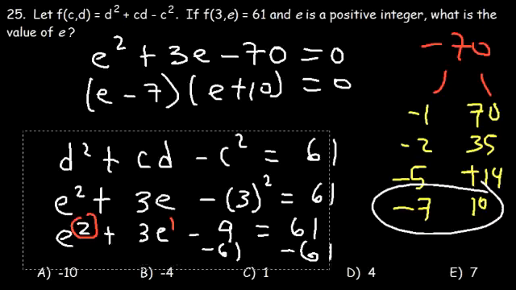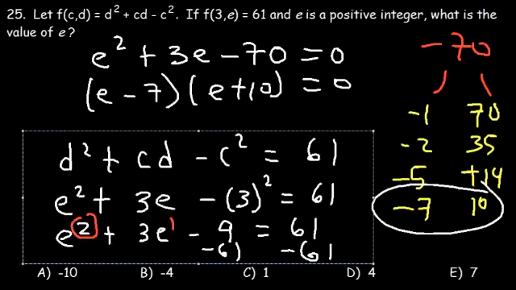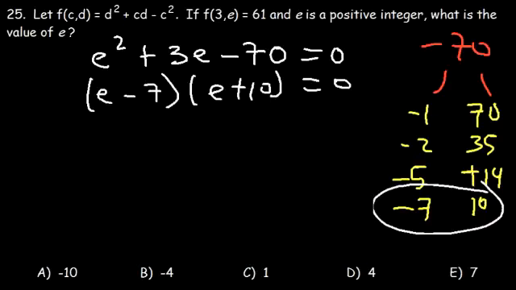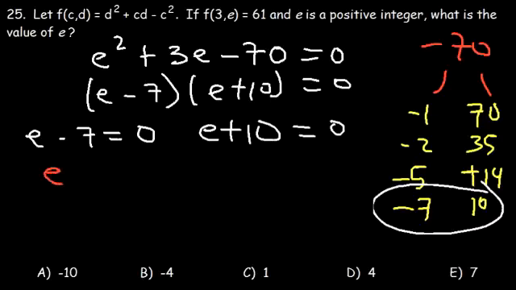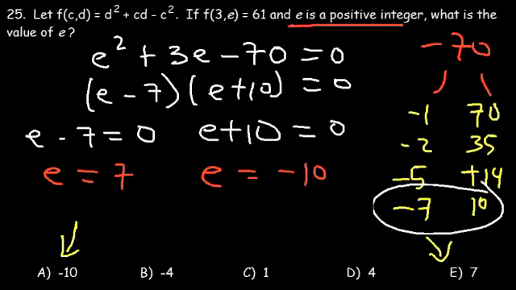So let's make some more space. Therefore, we can write two equations. e minus 7 is equal to 0, and e plus 10 is also equal to 0, which means e is equal to positive 7, and e is equal to negative 10. But notice that we have two answer choices, negative 10 and positive 7. Which one do we pick? Now, if we go back to the question, it said that e is a positive integer, so we can't use the negative value. Therefore, 7 is correct. Answer choice E is the right answer. e is equal to positive 7.